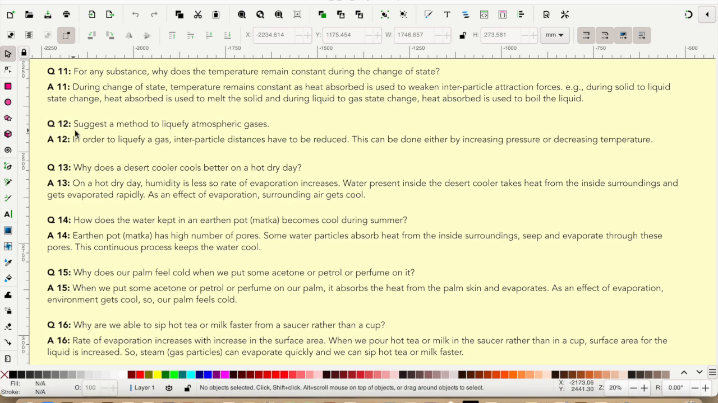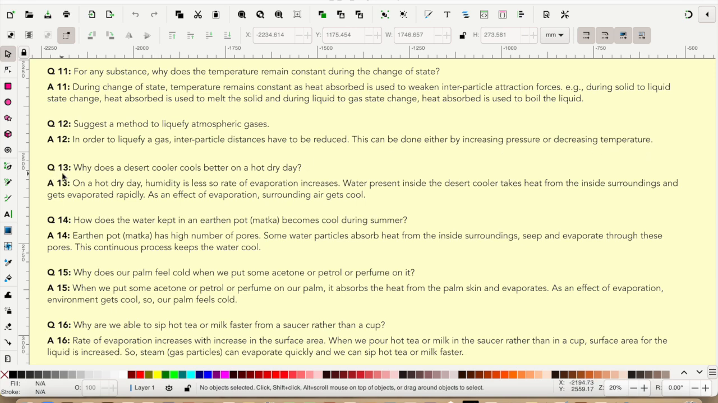Question 12. Suggest a method to liquefy atmospheric gases. Answer is, in order to liquefy a gas, interparticle distances have to be reduced. This can be done either by increasing pressure or decreasing temperature.